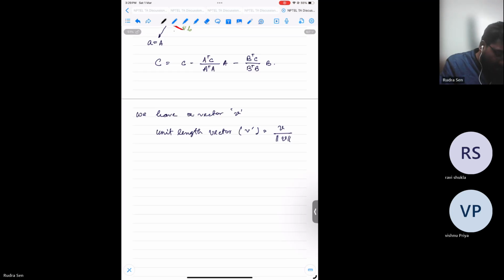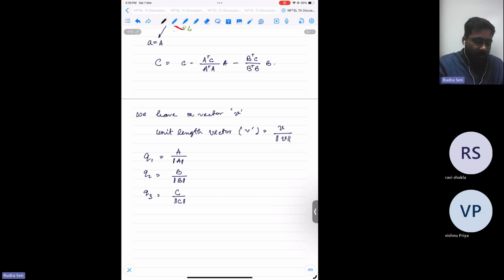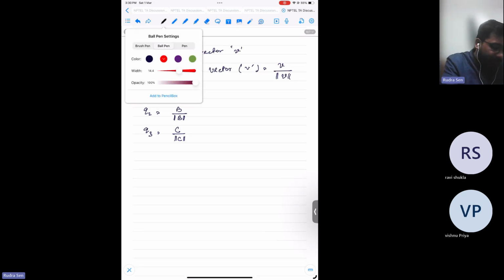So q1, as we have already discussed, we are defining these orthonormal vectors as orthonormal Q. So q1 is basically A, which is not a unit length, so we divide it by the norm of A, right? We call q2 is B, and we divide it by the norm of B, that is the length of B. And q3 is capital C, obviously don't confuse with the small c, divided by the norm of C.